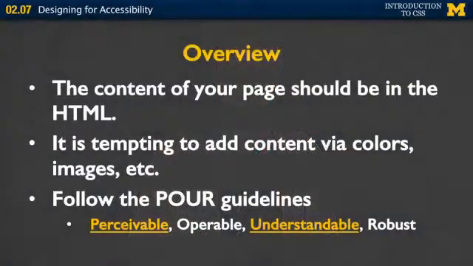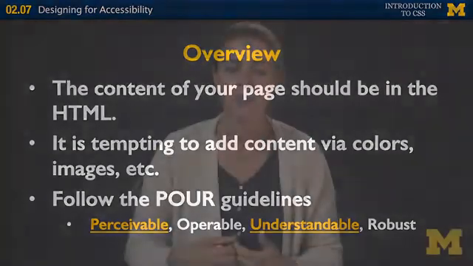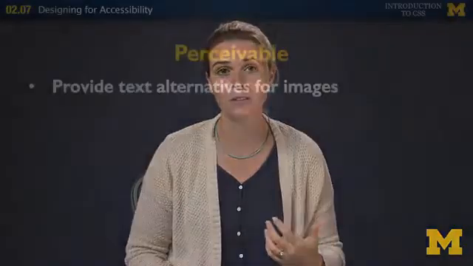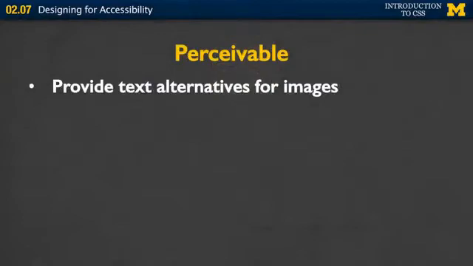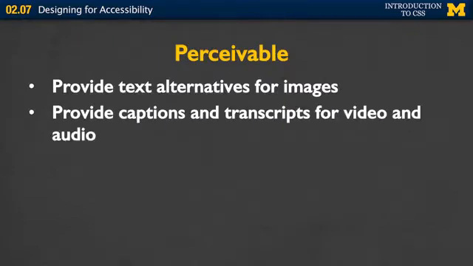So what I want you to do as you're designing your pages and testing and redesigning and testing and redesigning is remember what we call the POUR guidelines. We want your pages to be perceivable, operable, understandable, and robust. And the perceivable and understandable really kind of match up with what you're doing with your CSS. So in order for things to be perceivable, I just want you to remember a couple of things. First, always remember to provide text alternatives for your images. Your images should not convey the information completely on their own. Make sure that you're providing captions and transcripts for video and audio.